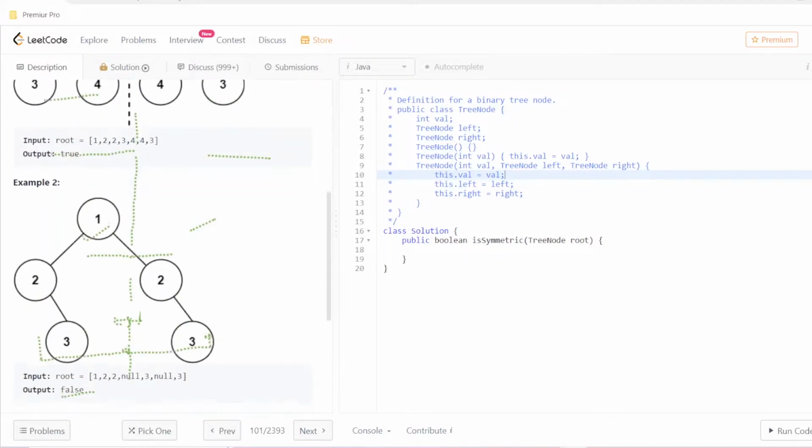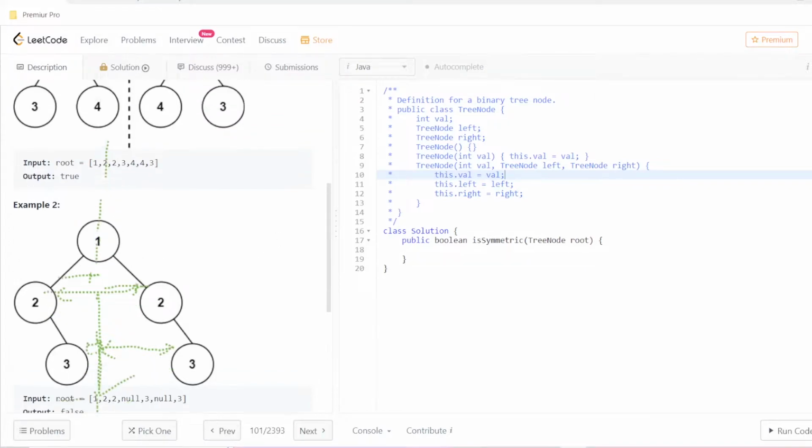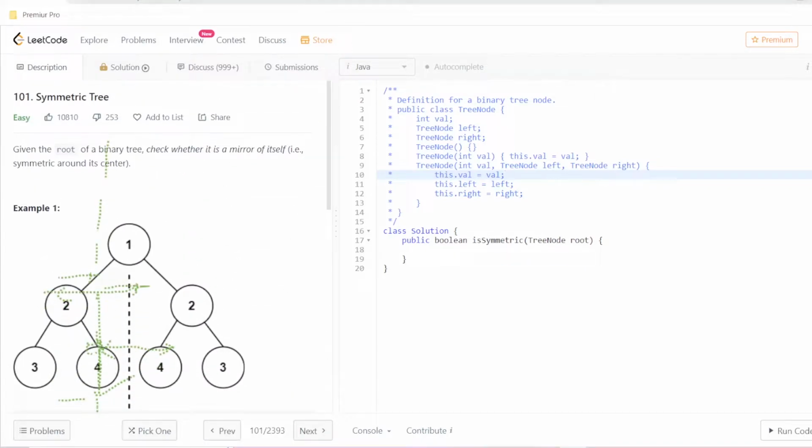Let's look at another example. Here we have this will be a mirror. This is equal distance, so we can see these two nodes satisfy the symmetric condition. But if we see this condition, they are not equal distance from the mirror, so the output will be false. So that's the question. I hope you understood the question. Let's go to the solution.